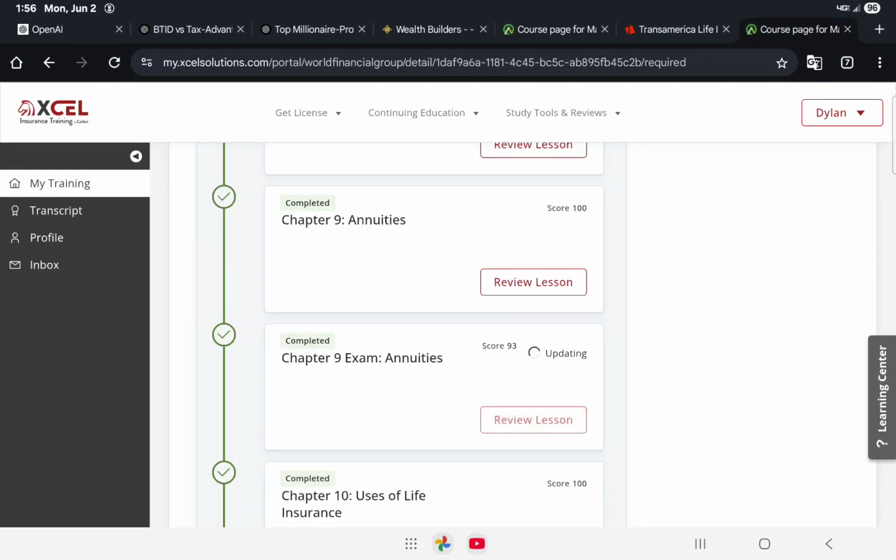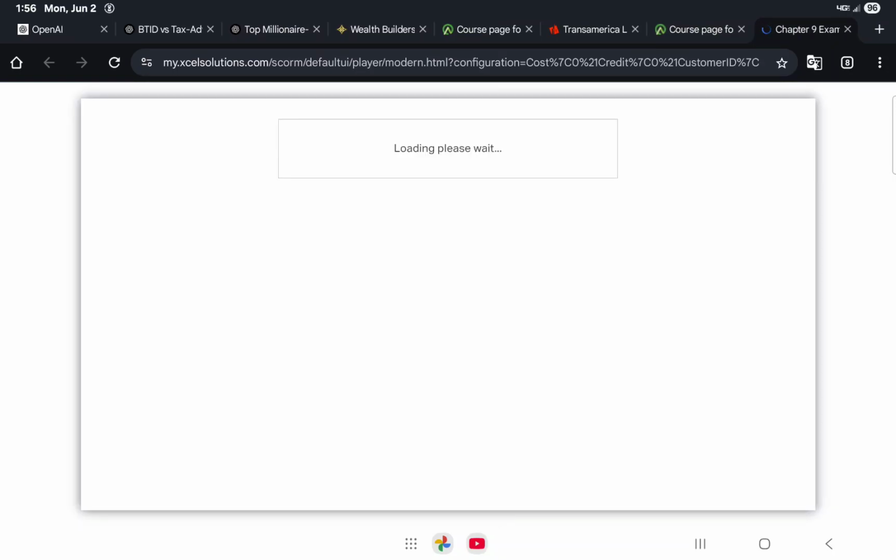Alright, let's do that again. Let's see if there's any new questions that we didn't come across. You can see even before I didn't even score 100. I got a 93. Something about the wording for annuities.